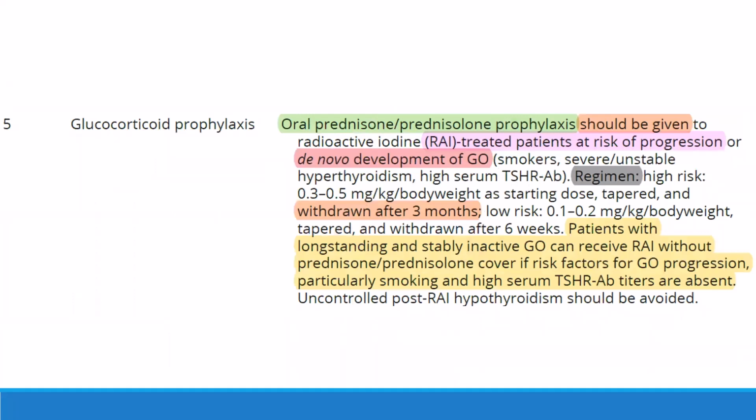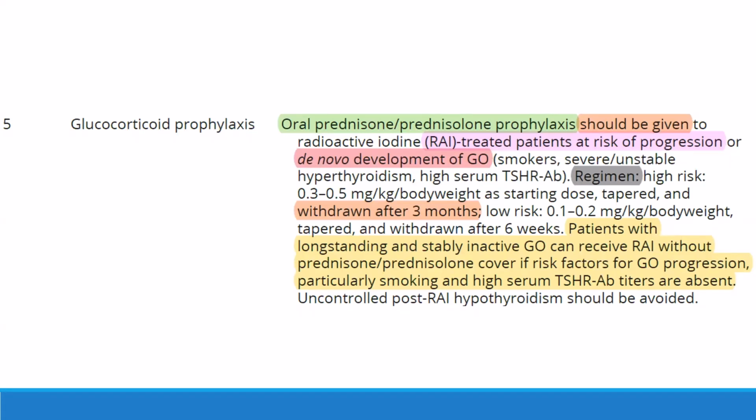Glucocorticoid prophylaxis: it is recommended that oral prednisone or prednisolone be given to any patient with Graves' hyperthyroidism before receiving radioactive iodine ablation if the patient has a high risk of progression to the development of Graves' orbitopathy. How is the regimen for giving prophylactic glucocorticoid?